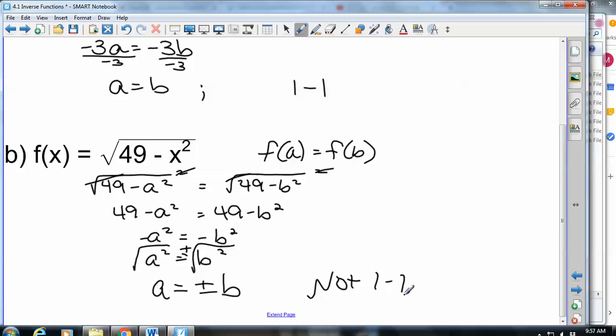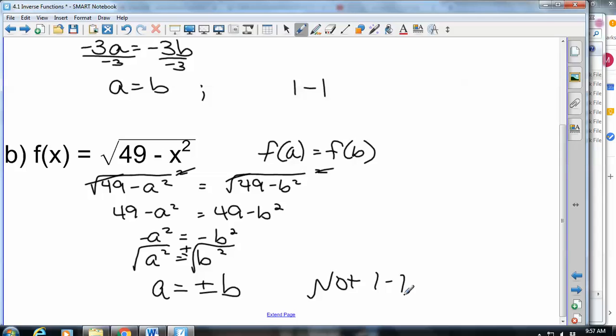Typically, if you have an even exponent, like a square or a fourth power, it is not going to be 1 to 1. Any questions on that? So that's the algebraic way.